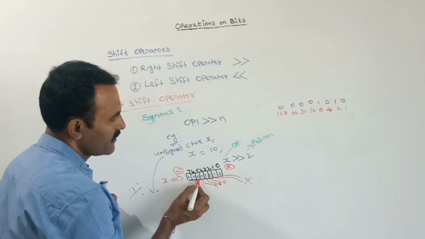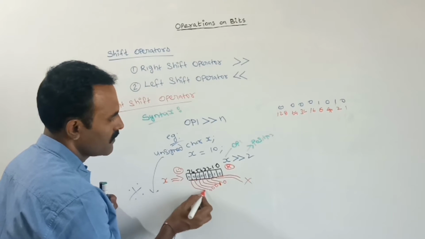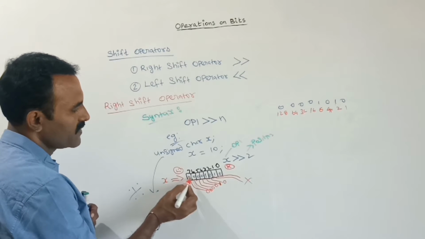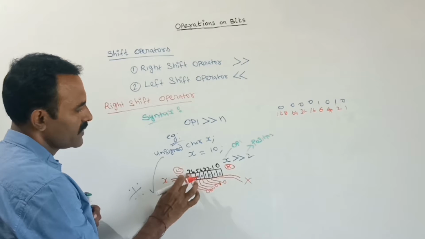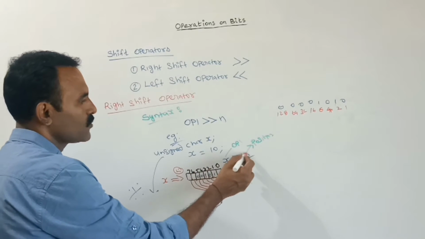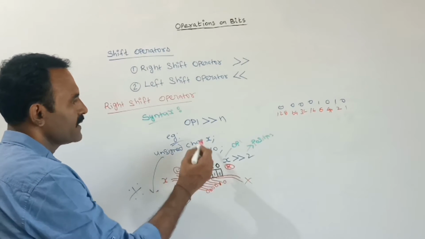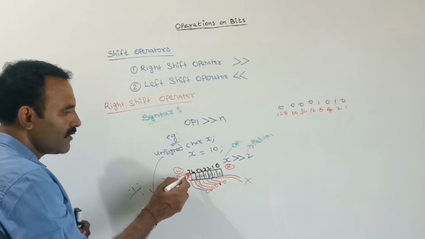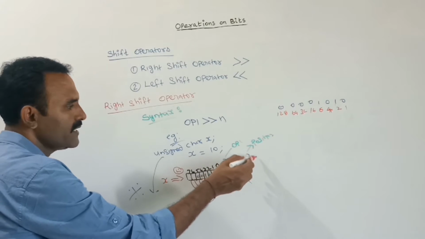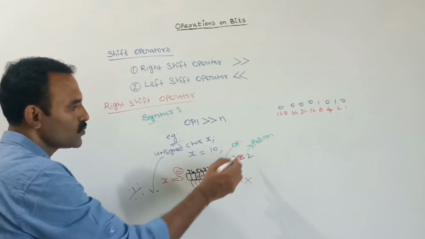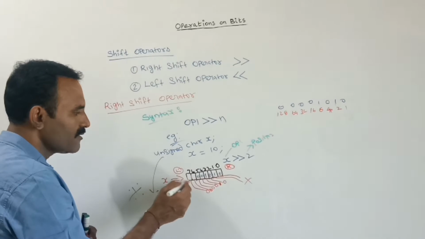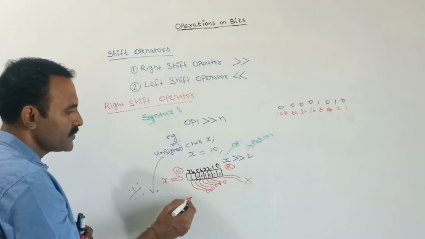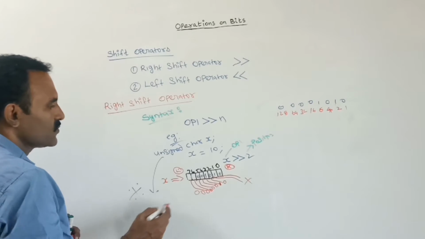In a similar way, the sixth position value moves to the fourth, and the seventh position value moves to the fifth. So what is the n value here? 2. When we are right shifting, blank space will be created on the left side. How many blank spaces? That depends upon the n value. Here we are shifting 2 positions, so 2 positions on the left side will be blank. For an unsigned character, you should fill it with 0.